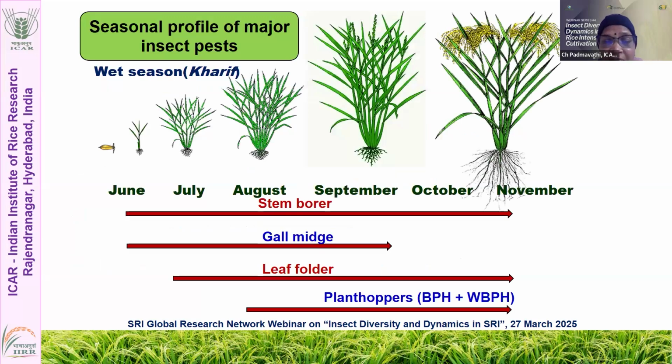Now, if you see the seasonal profile of these insect pests, here in India we grow rice mainly in 2 seasons. There are also some areas where 3 crops are grown, but mostly it is 2 seasons: the wet season, which we call Kharif, and the dry season, which we call Rabi. I am showing here the profile of major insect pests. Stem borer starts in the nursery itself and continues up to harvest. Gall midge you can sometimes see in the nursery, and it goes up to the panicle initiation stage. Leaf folder starts at the tillering stage and goes up to maturity. Plant hoppers start at maximum tillering stage and go up to maturity.